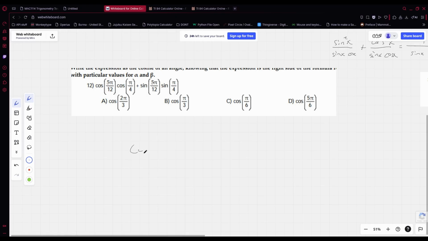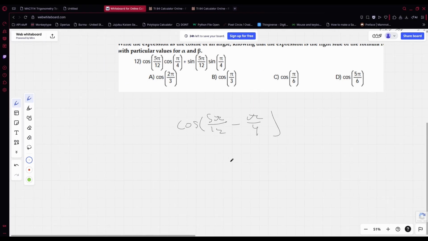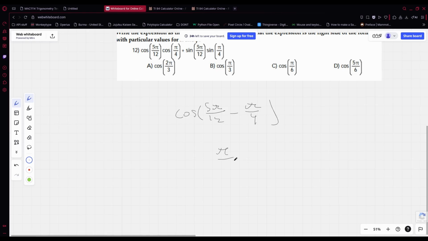So this is just cosine alpha plus beta. Or alpha minus beta, because you have to reverse the sign. It's 5 pi over 12 minus pi over 4. Guess what? That's just pi over 6.